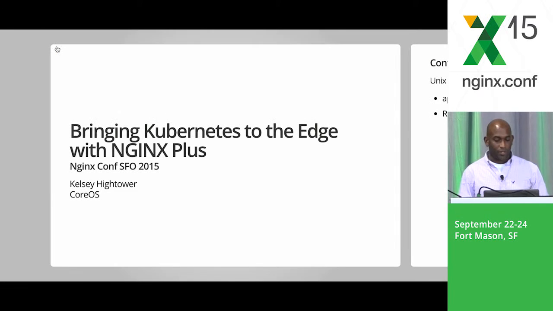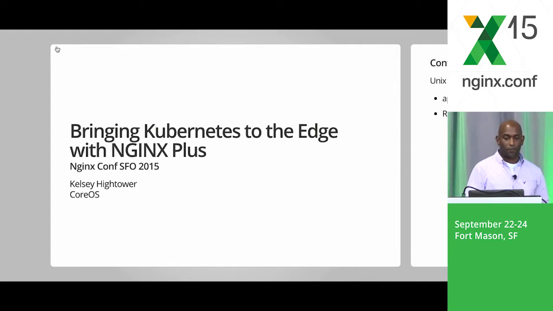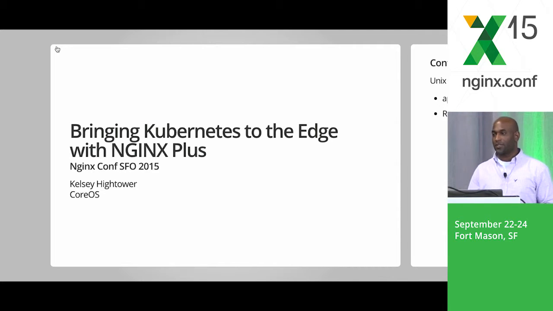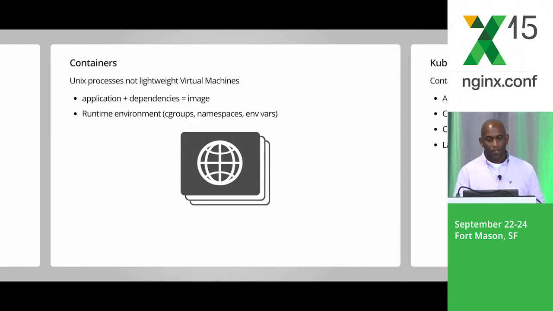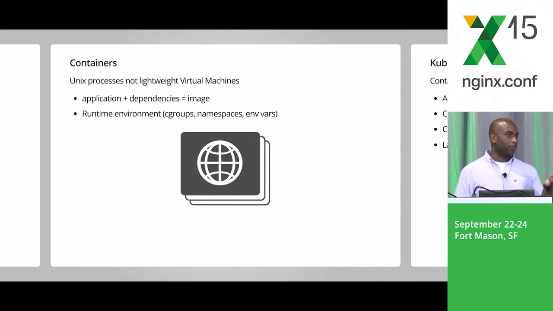All right, so this talk is bringing Kubernetes to the edge with NGINX Plus. The reason why this talk is using NGINX Plus is because NGINX Plus has the API that I need in order to sync between Kubernetes and populate backends automatically in NGINX. So in this talk, I'm going to give you a little bit of setup.